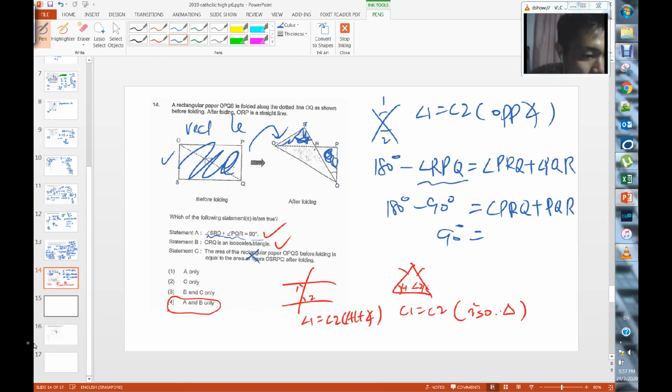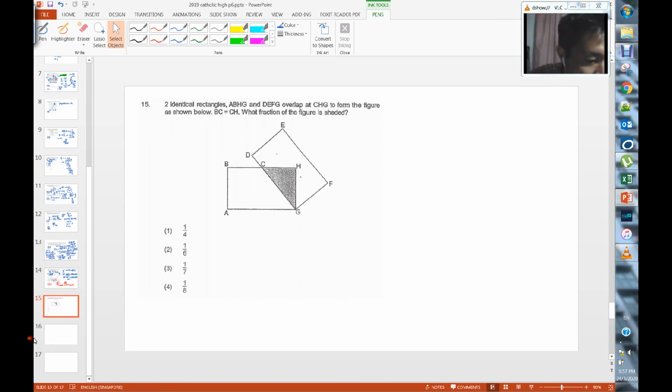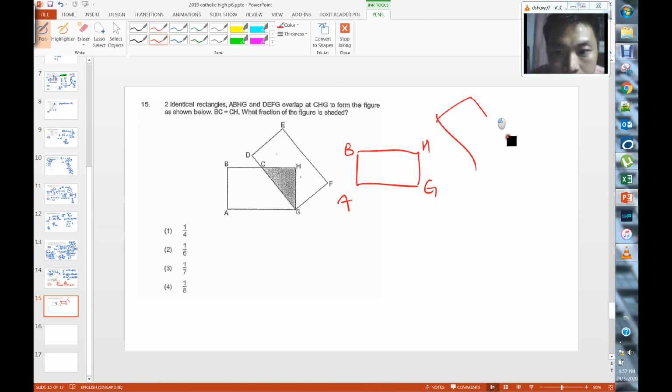Okay, next, this is the last question, 15. You have two identical rectangles, rectangle ABHG and another rectangle EDGF. They are identical, and you have BC equals to CH. This is equal to this, and what fraction of the figure is shaded?